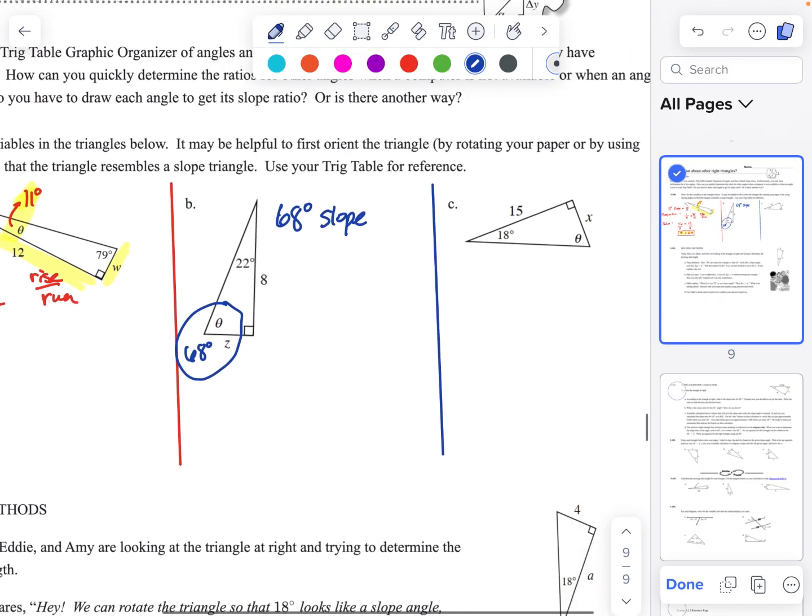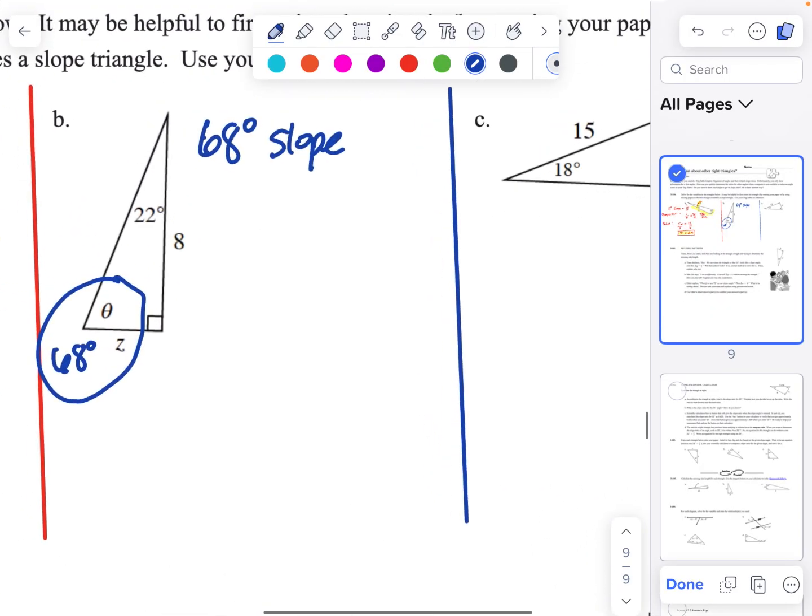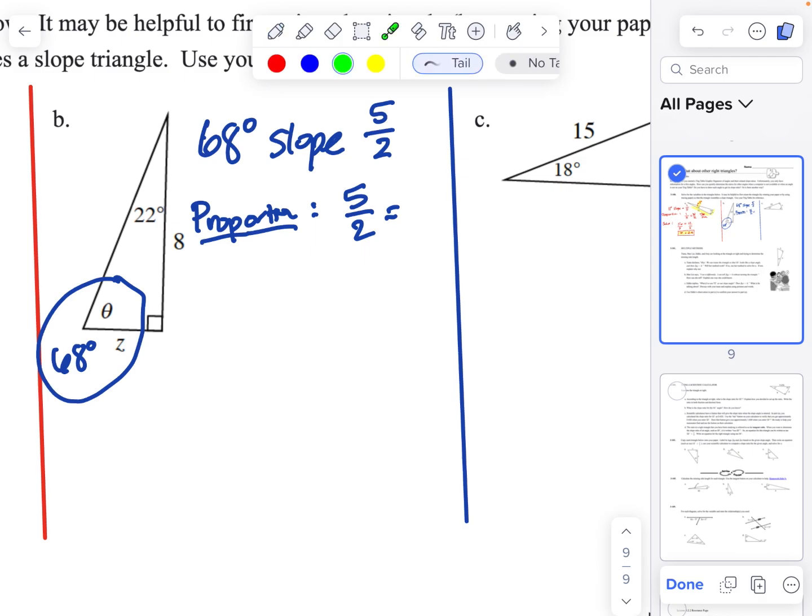All right, so 68 degrees, the slope is 5/2. So I'm going to set up my proportion. I'm going to say 5/2 is rise over run. And so if I look at my triangle from the position of the 68 degrees, my rise is 8, my run is z. So I'm going to say 8 over z. And once again, I'm just going to cross multiply and solve it from there.